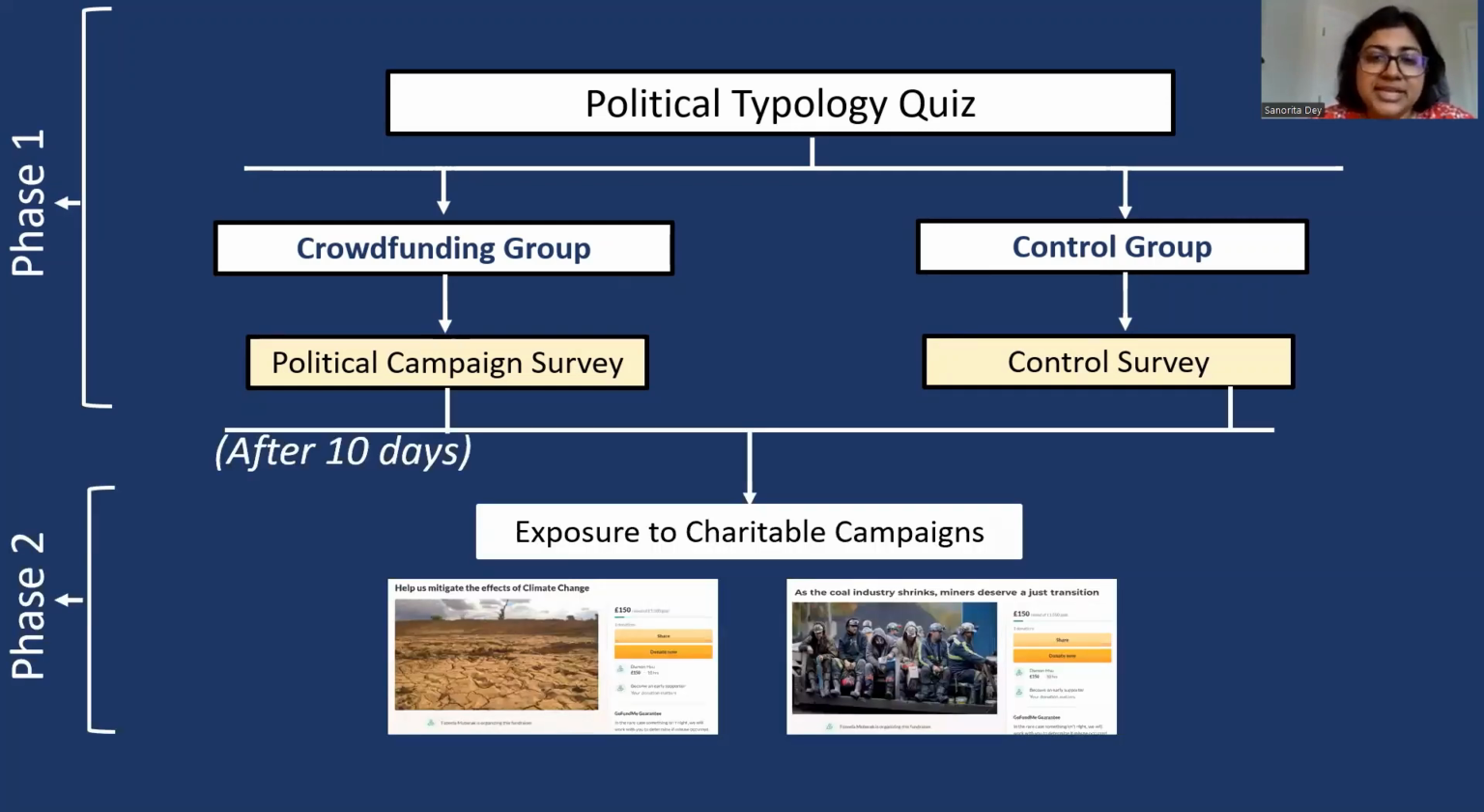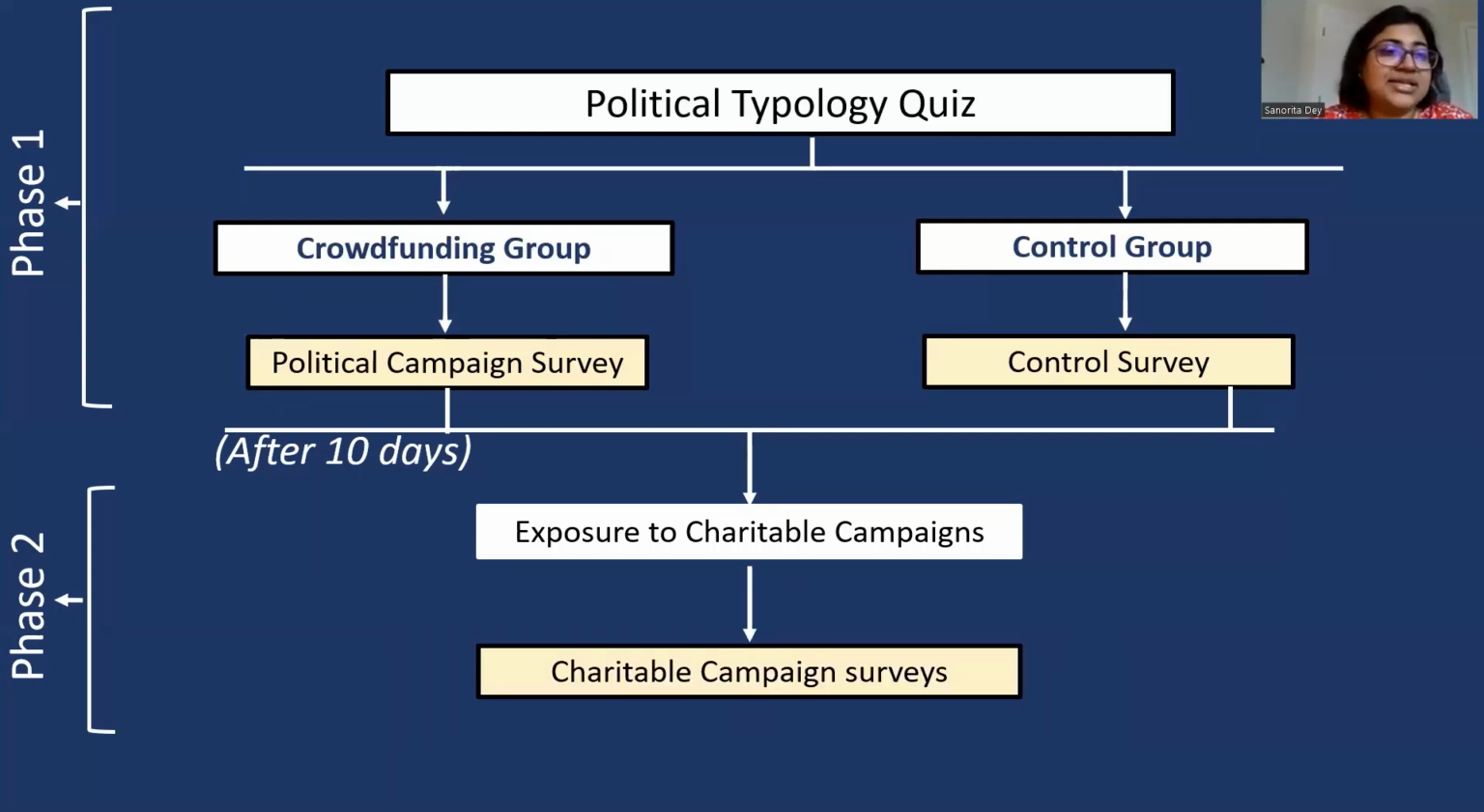Now we conducted the second phase 10 days later when the same group of people were exposed to two charitable campaigns. One campaign supported the climate change movement, such as restoring forests, whereas the second campaign explained how such movements are destroying jobs for certain communities, such as coal miners. So basically, one campaign was pro-climate change movement, and the other one was anti-climate change movement. In the end, each participant completed two surveys, one for each campaign, where they expressed their opinion toward these campaigns. Now let's see what we have found.